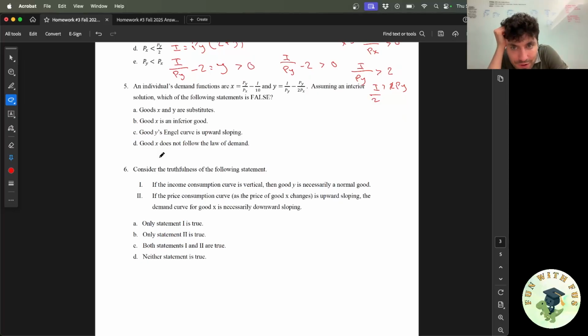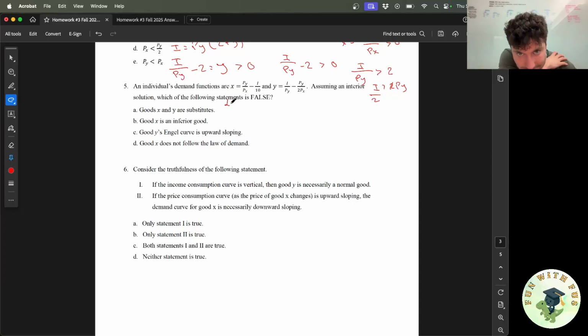Question number 5. Okay, this is assuming an interior solution, so no corner solution funny business. And I think this is just asking us to find derivatives, which is kind of a pain.